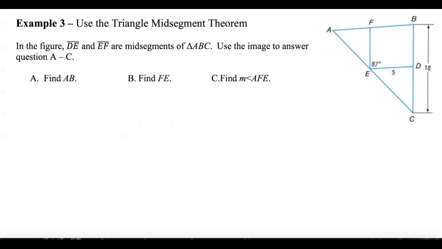So in this example, we're going to be looking at this mid-segment idea again. So they want us to find AB. They give us that this is the midpoint, so this is congruent to that. This is the midpoint, so that's congruent to that. This is the midpoint, so this is congruent to that.